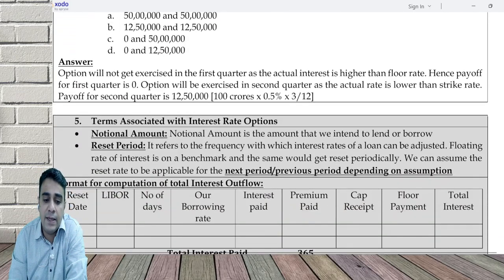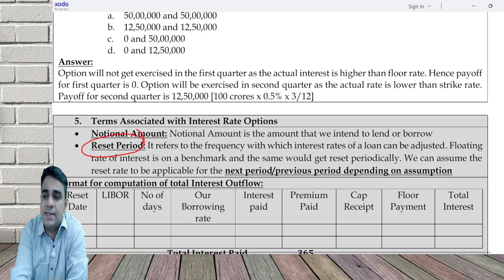Now, these are the following terms associated with interest rate option. One is a notional amount. What is a notional amount? The amount which we plan to borrow or we are borrowing. I'm not bothered whether you are borrowing it or not. Notional amount is the amount which we plan to borrow. There's something called a reset period.